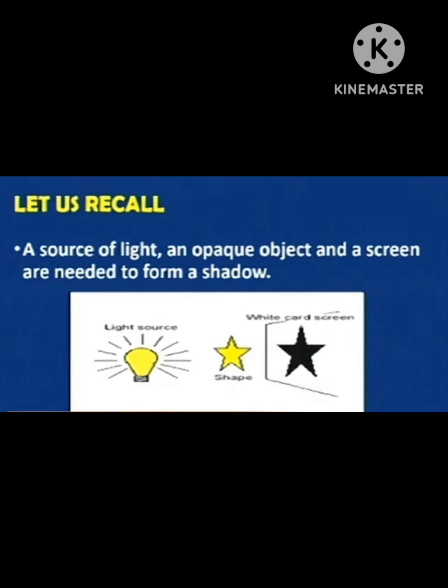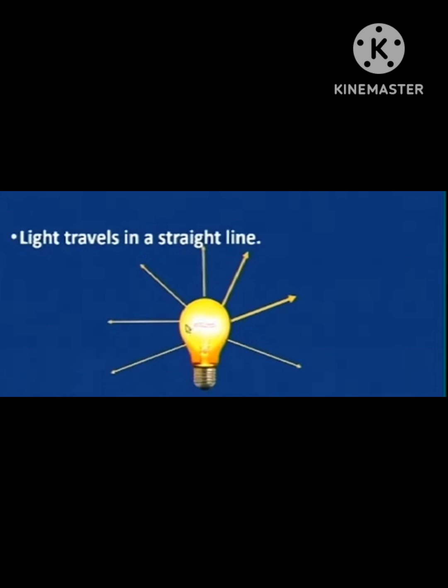Next, we know the sources of light. If you switch on the bulb, it emits light, which means it gives out light in all directions, sideways, upward, downward, whatever the direction may be. Light always travels in a straight line. That property of light is called rectilinear propagation of light.